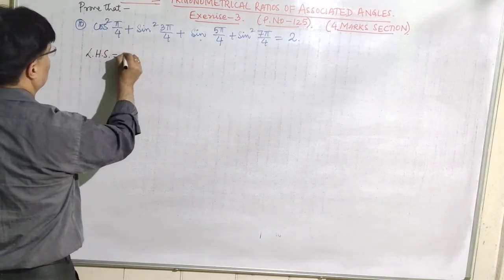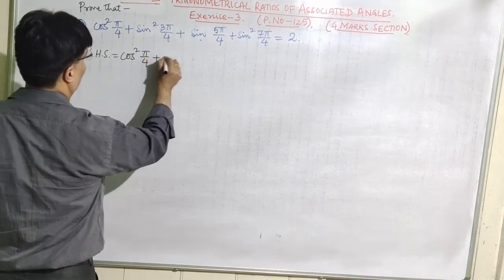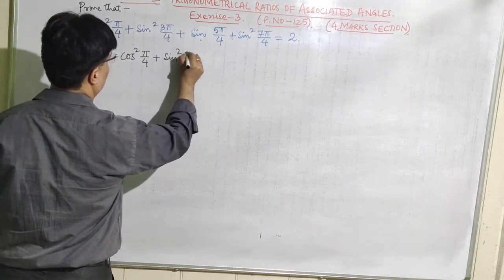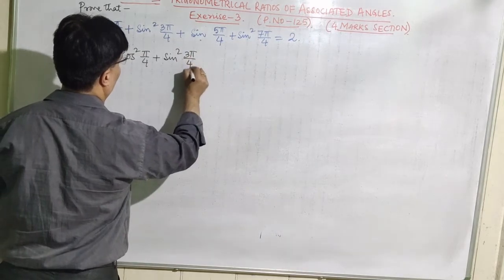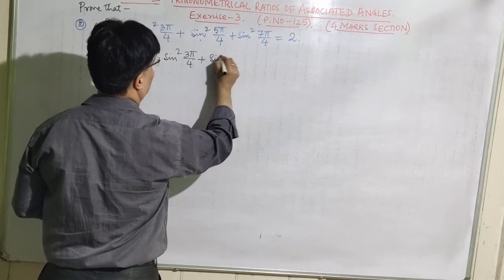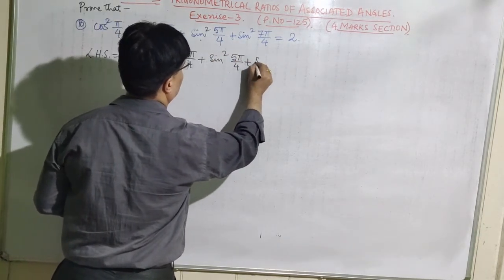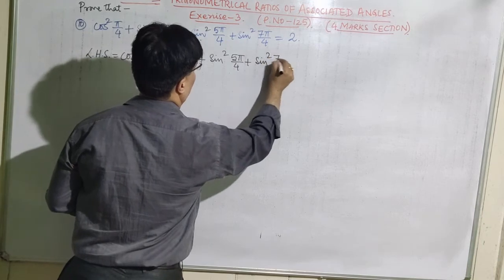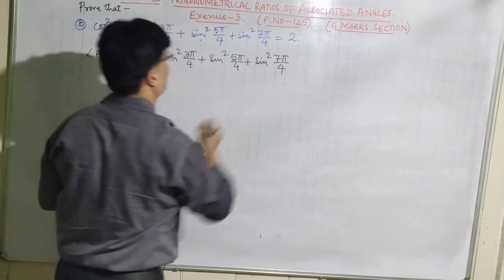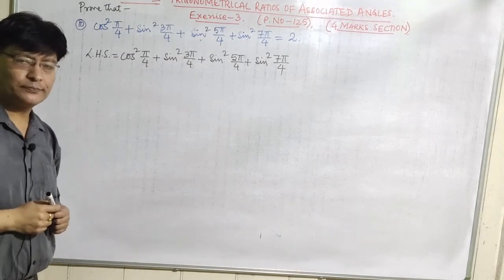So LHS is equal to cos square pi by 4 plus sin square 3 pi by 4 plus, this is also sin square, this is sin square 5 pi by 4 plus it is sin square 7 pi by 4. So this is the question.